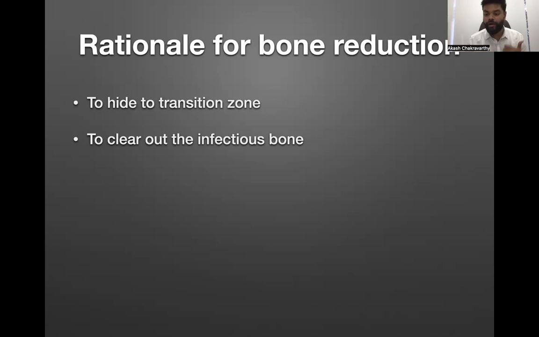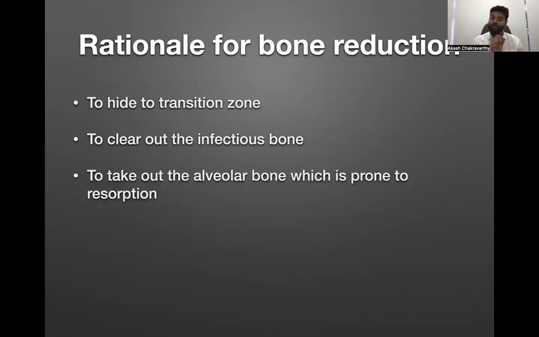It's not going to stay for long. It is going to resolve. Okay. You take out the alveolar bone, which is prone to resorption. Again, another important point, the alveolar bone, which is housing your teeth.